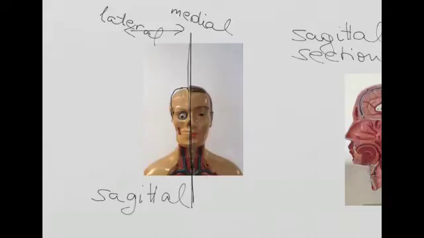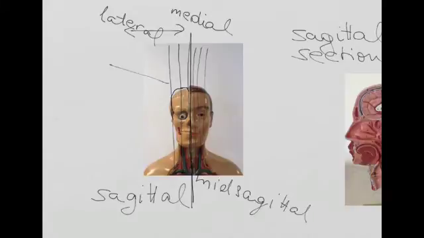This line shows a mid-sagittal section, meaning dividing the head in the middle. However, sometimes sectioning can happen parallel to that middle line, and in that case we would describe it as parasagittal sections. And again, you can imagine the different structures will be revealed.